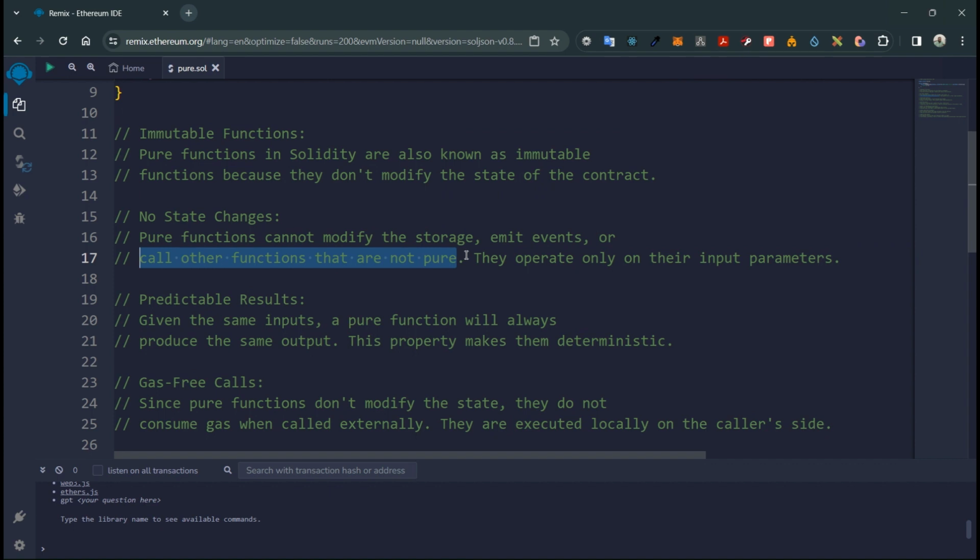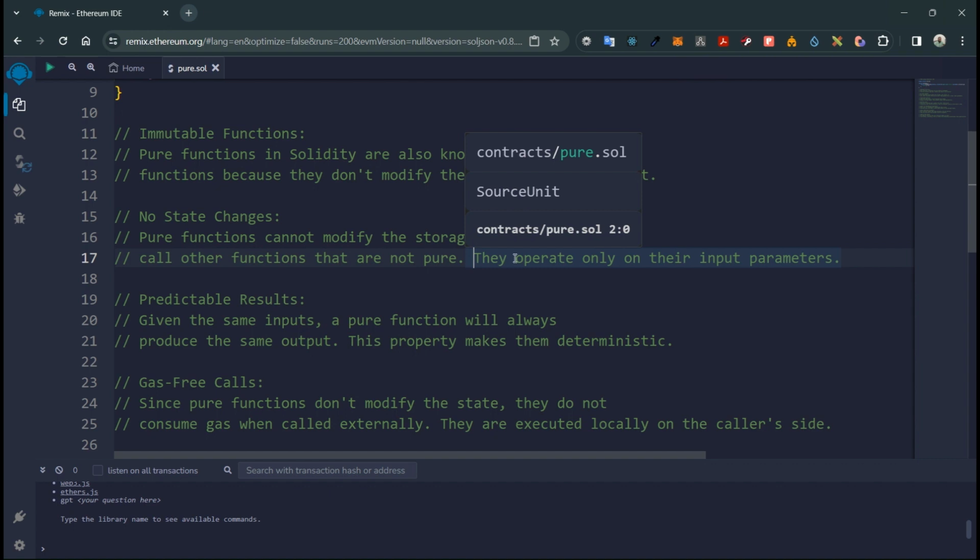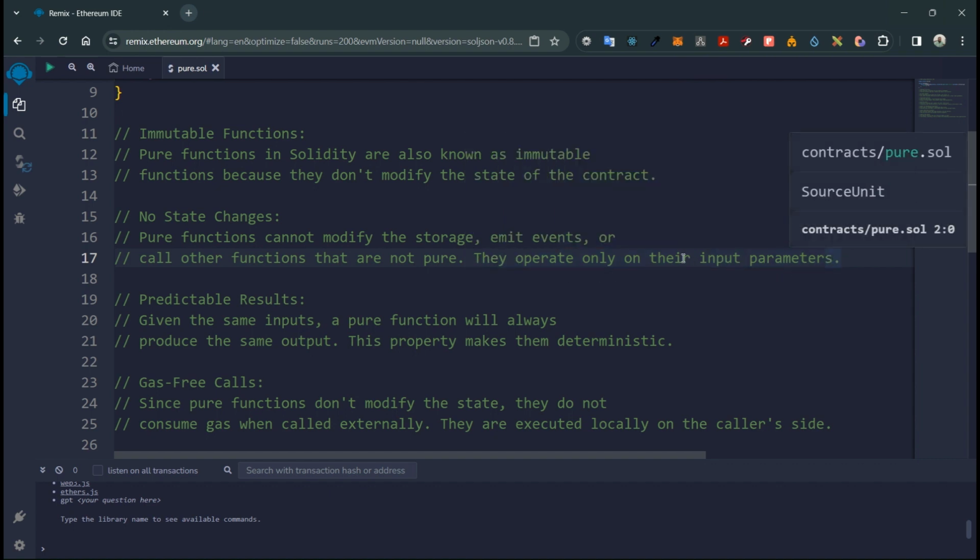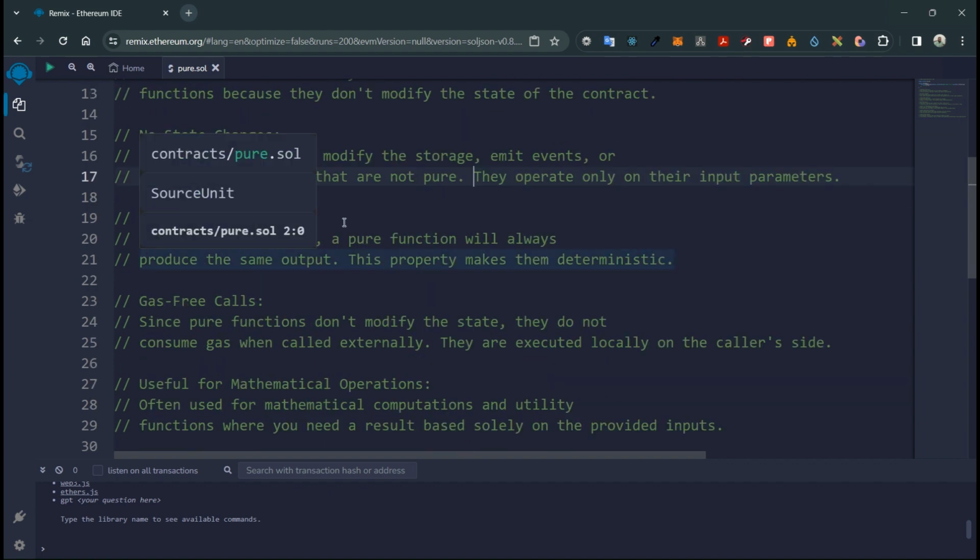So it can call other functions, but they have to be pure, right? And they operate only on their input parameters and nothing else. Predictable results. Given the same inputs, a pure function will always produce the same output. So this property makes them deterministic. Right? So basically what that means is that we know what this function will do. And this function will always depend on its input. Its output will always depend on its input, so it's deterministic.